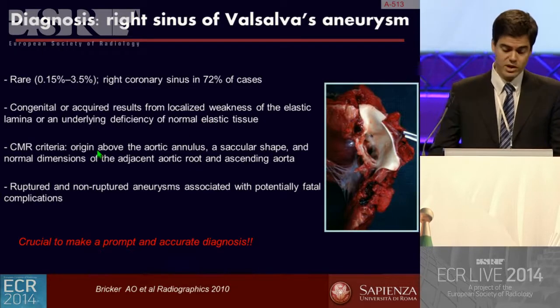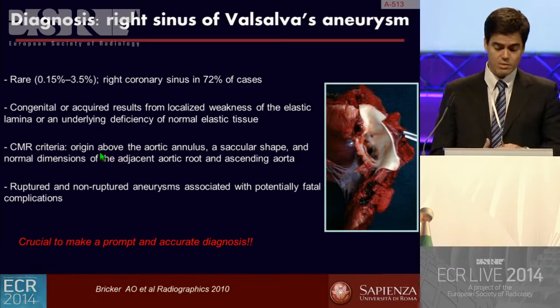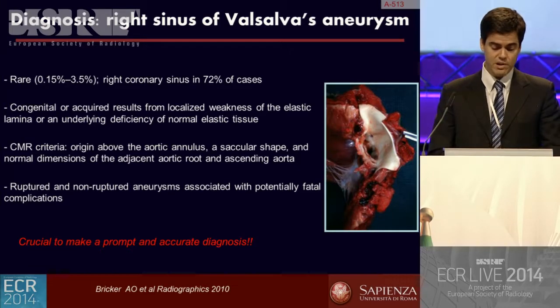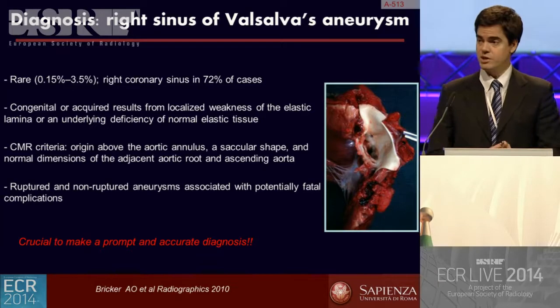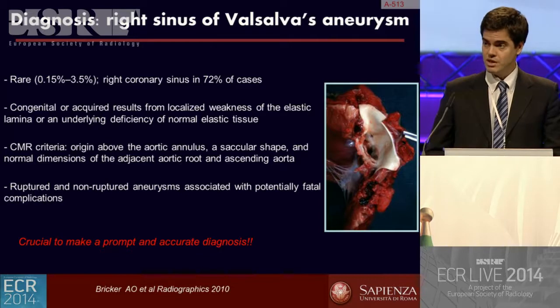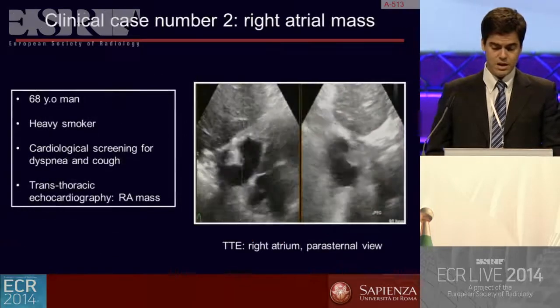Which are the CMR criteria? We already discussed about it. Origin above the aortic annulus, saccular shape, and normal dimension of the adjacent aortic root. So it is crucial to make a prompt and accurate diagnosis when we have cases like that, because the patient needs to be urgently addressed to surgery, and this is what happened to the first case I showed you.